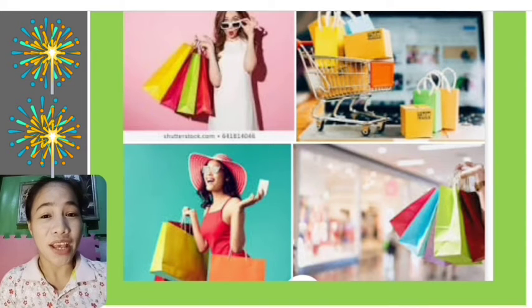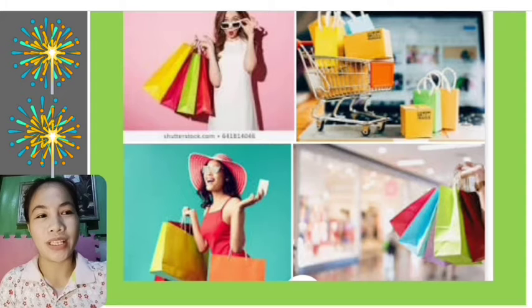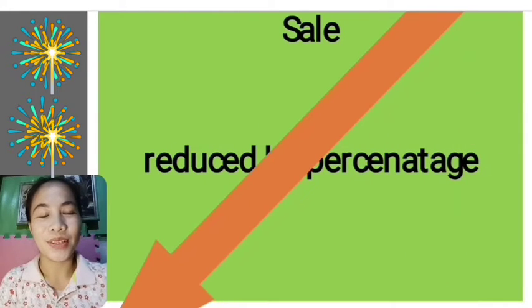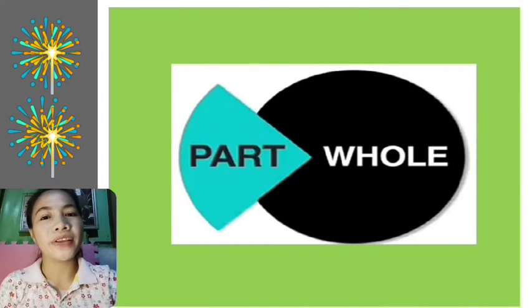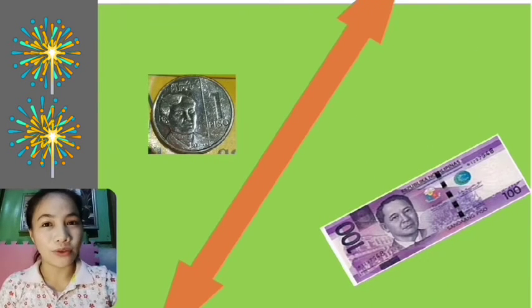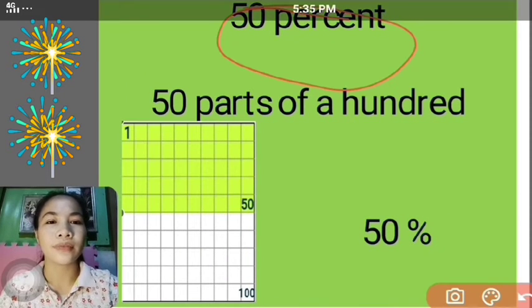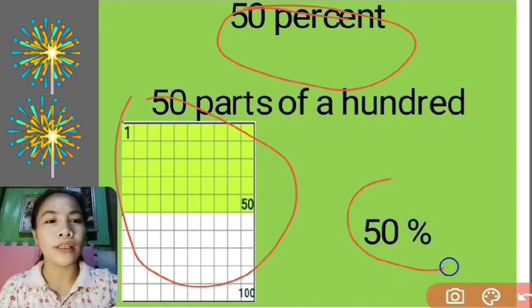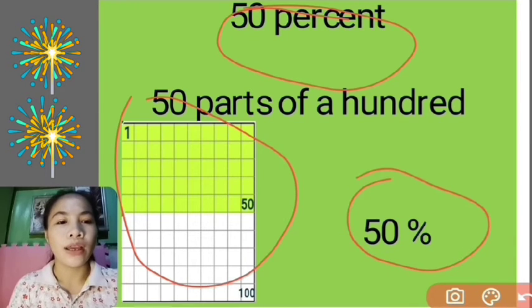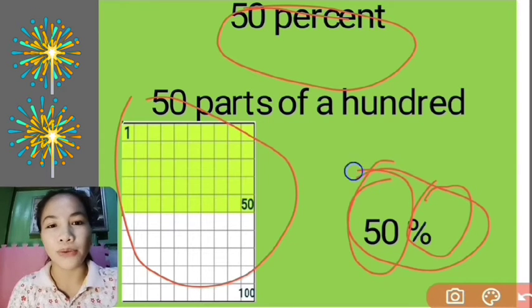When you think about percent, you might think about shopping. When an item is on sale, it means the original price is reduced by a percentage, right? So percent basically means a part of a whole. More specifically, it is 1 out of 100. If you want to write 50%, or 50 parts out of 100, it will look like this. The percent sign must be on the right side of the number.